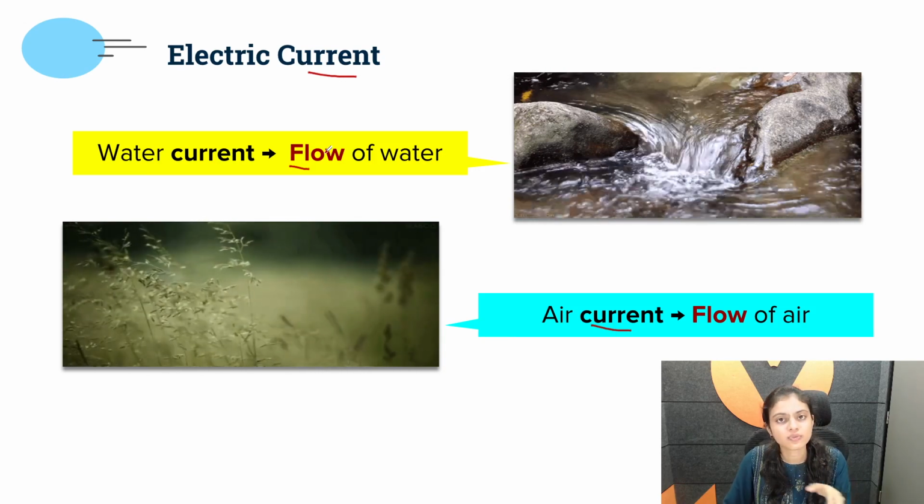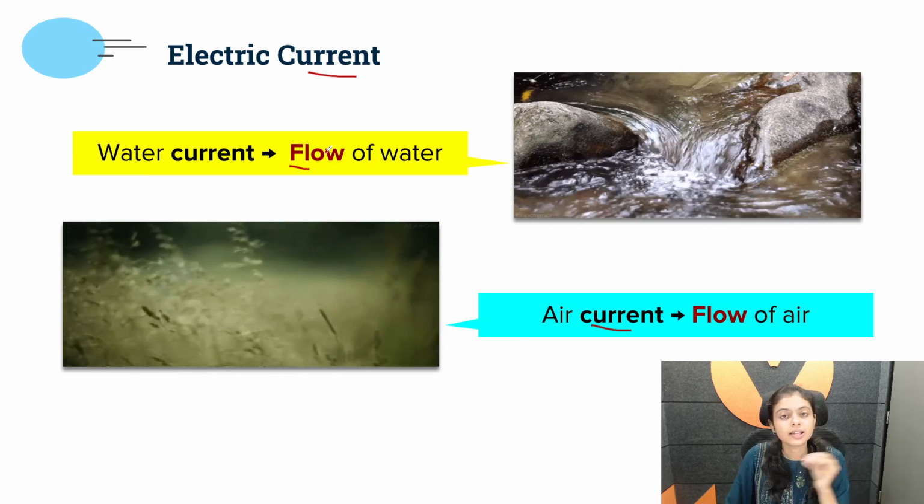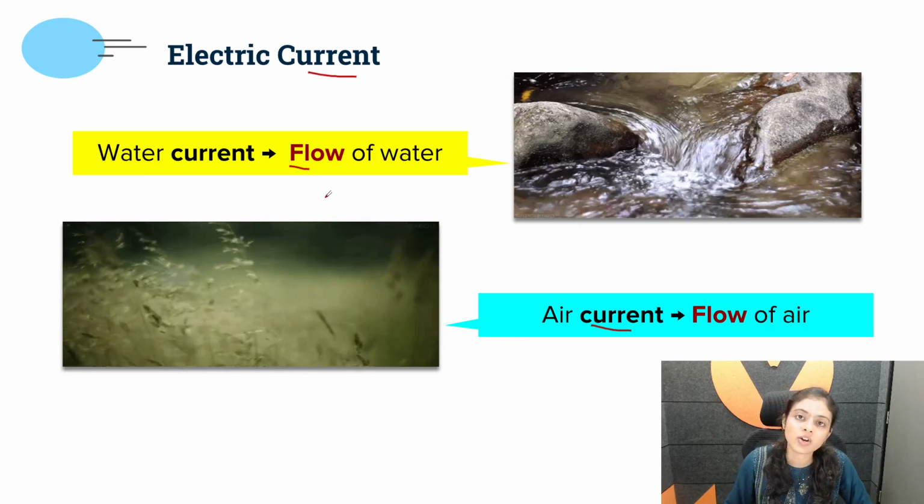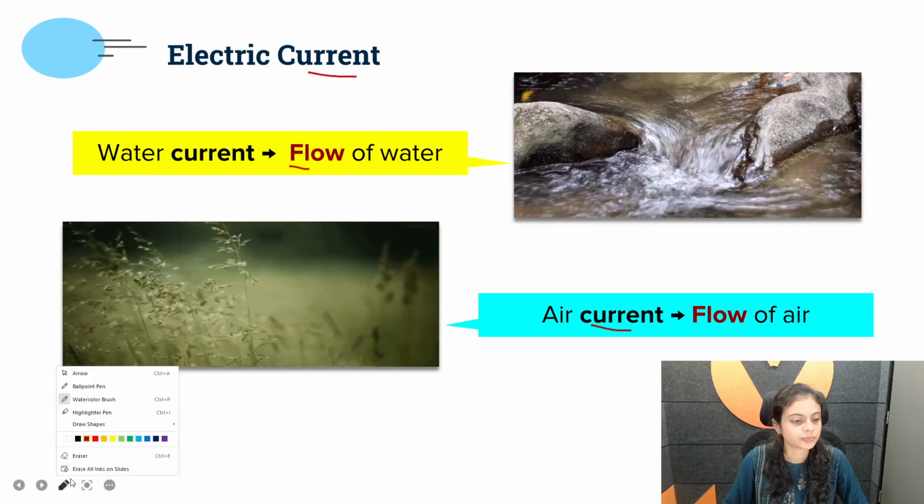If water is flowing, we say it is water current, right? If air is going from one side to another, what do we call it? We call it air current. Simple. Okay. Next, what do we have?